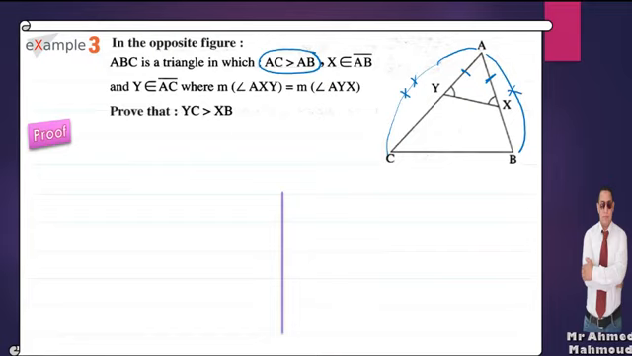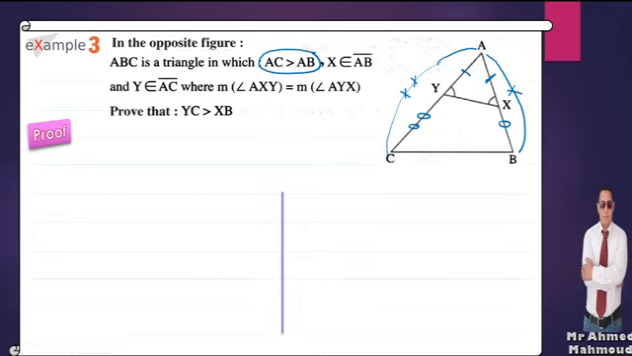Okay. If we subtract AY from AC and AX from AB, if we have AC greater than AB, if we subtract the same number from both sides, still YC greater than XB. Again, since AC greater than AB and AY equal to AX, we are going to subtract the same number from both sides, AY and AX from both sides, then YC will be greater than XB. How can I say it in the proof?